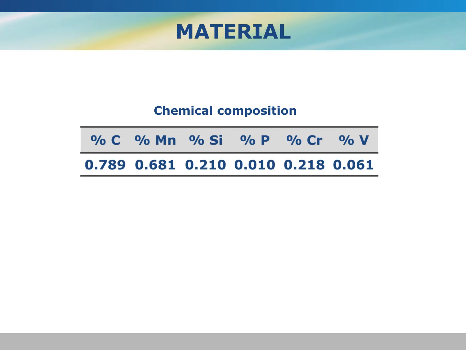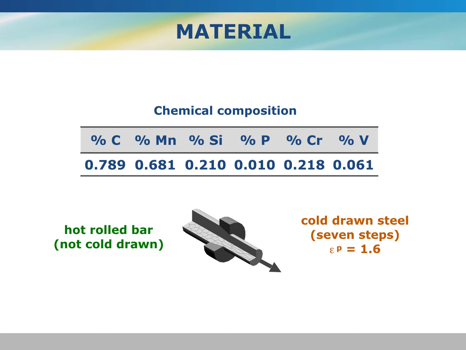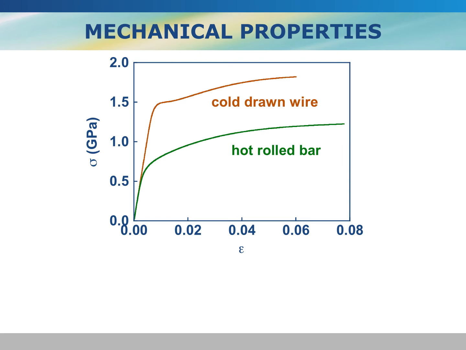Experimental procedure. The material was a eutectoid pearlitic steel with a chemical composition of 0.8% of carbon. We have a hot roll bar, not cold drawn, green color, and after 7 steps of cold drawing, a cold drawn steel with a cumulative plastic strain of 1.6. Mechanical properties of the hot roll bar, green color, and cold drawn wire, red-orange color.